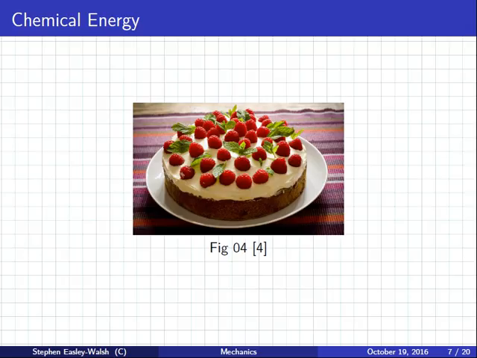The cake has energy. When you eat the cake, you have the energy. Yes, you understand? Okay. Chemical energy. Now, it's not just food, of course. You might have done other experiments. It could be food or drink.